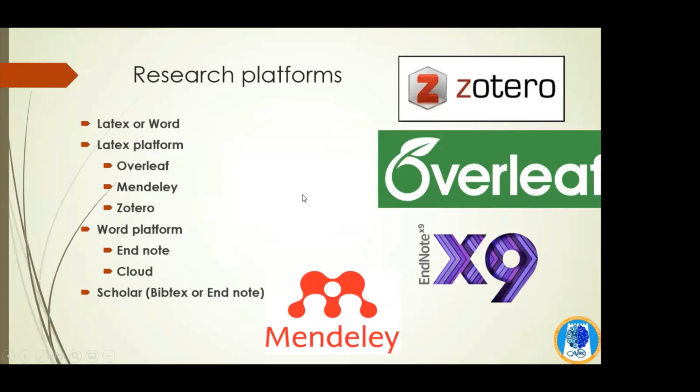There are two main research platforms that researchers use to build up their research. They can use LaTeX or Microsoft Word. The LaTeX platform we normally use in our research team is Overleaf, which is a new engine that organizes the research articles. So let me go very quickly to see how we can write our paper using LaTeX in Overleaf.